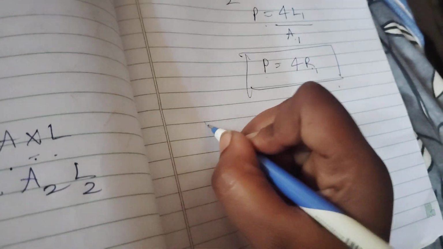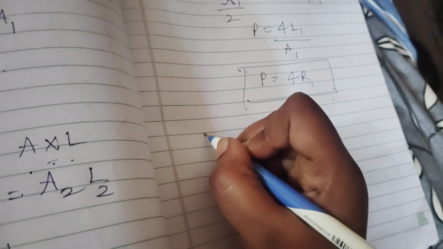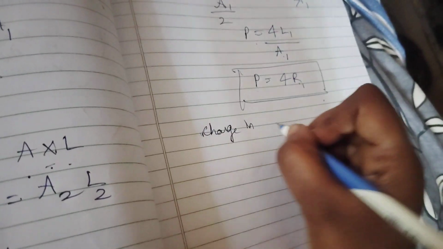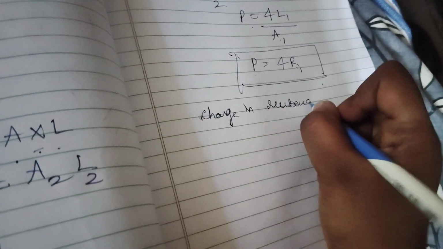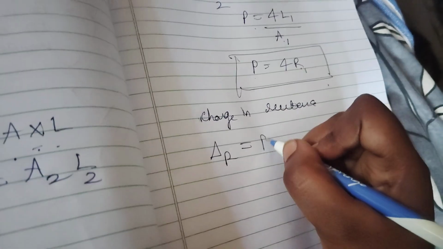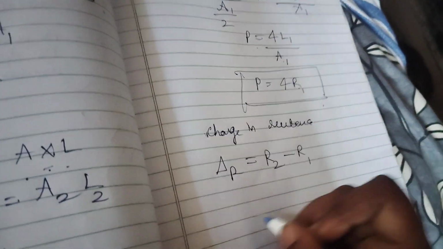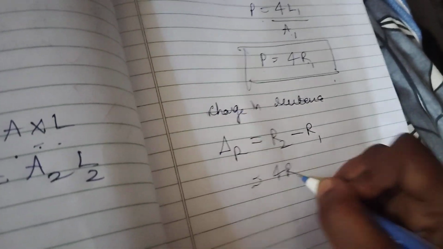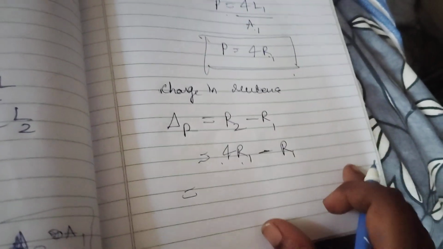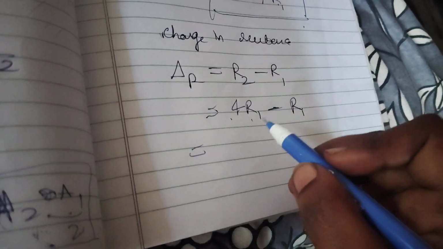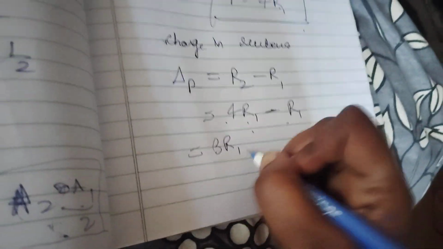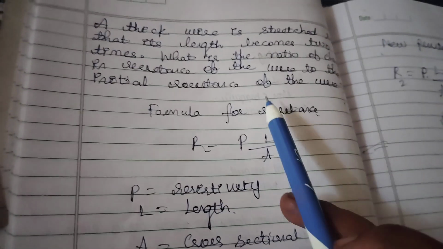Now the new resistance is 4R1. Now the change in resistance is equal to R2 minus R1. That is 4R1 minus R1, the initial resistance. After stretching 4R1 and before stretching R1. So 3R1.